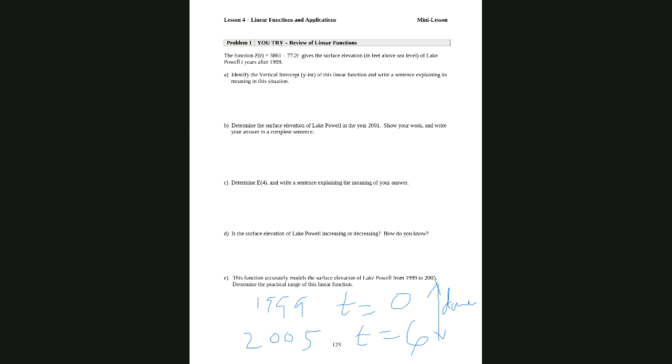Now, the range is going to be the output values. So we can only get the practical range by using this practical domain, 0 to 6, calculating the surface elevation when t equals 0 and when t equals 6. So the practical domain gives us our range.